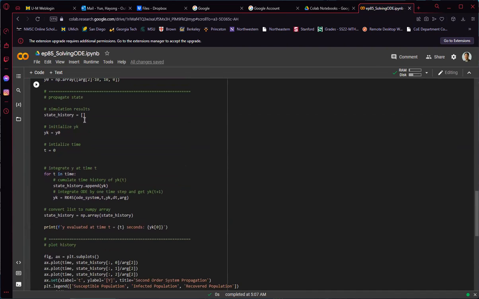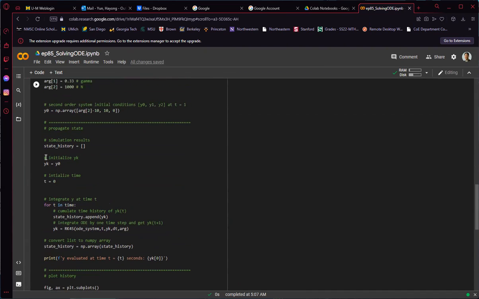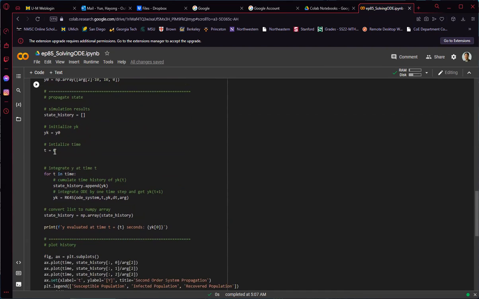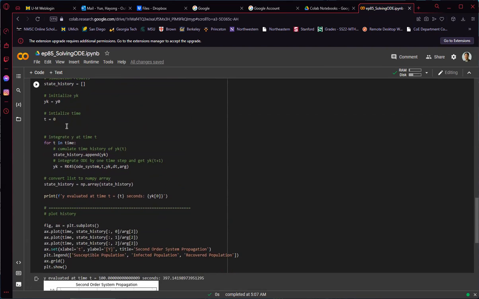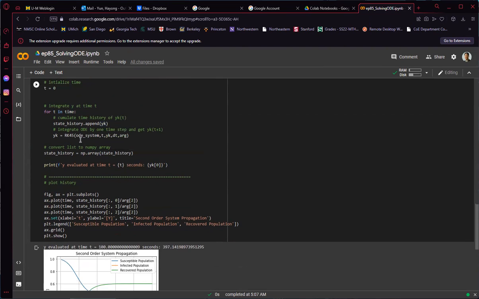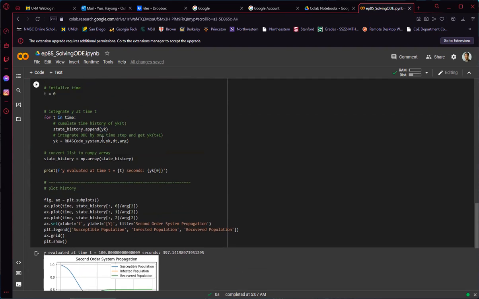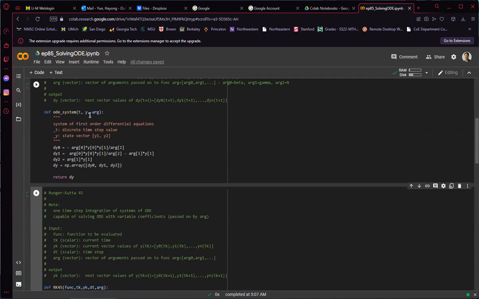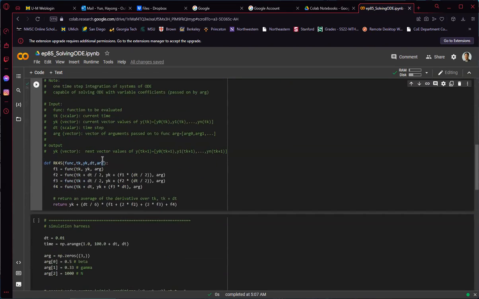So we accumulate the state history and initialize yk being y0. We start with yk and time step 0 times 0. Then we accumulate, appending all the yk's as each time step increases. And look here how simple it is. The ODE system, which we defined here to get dy, every time we can evaluate it.